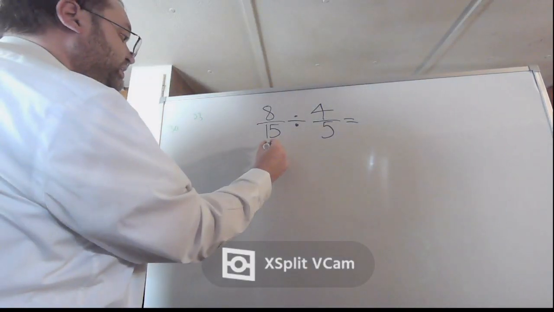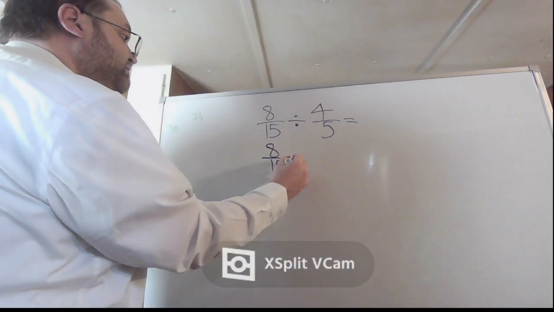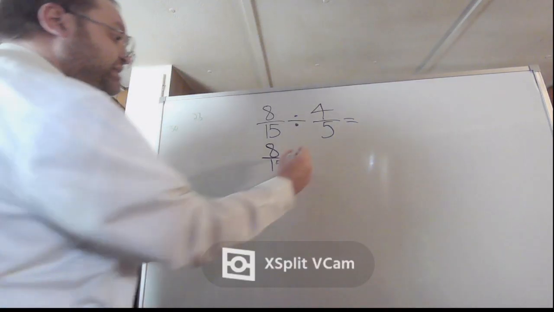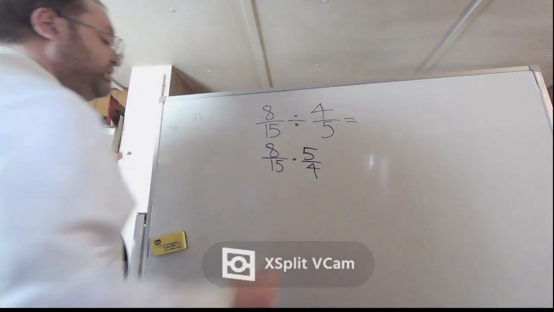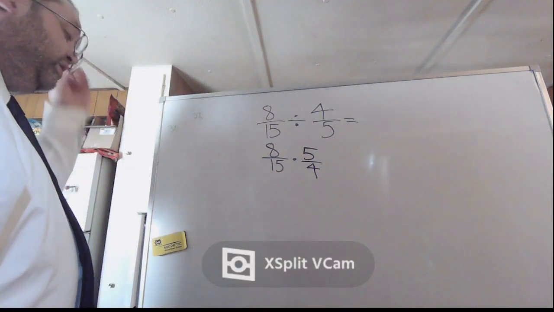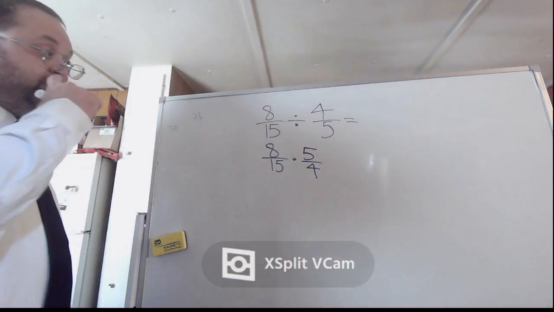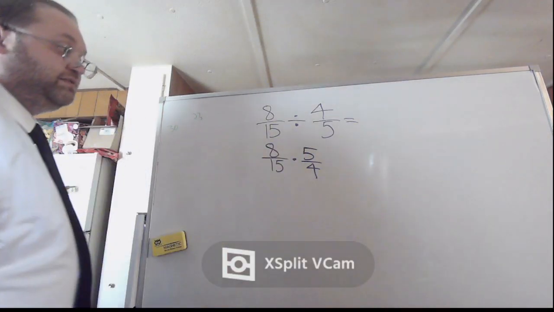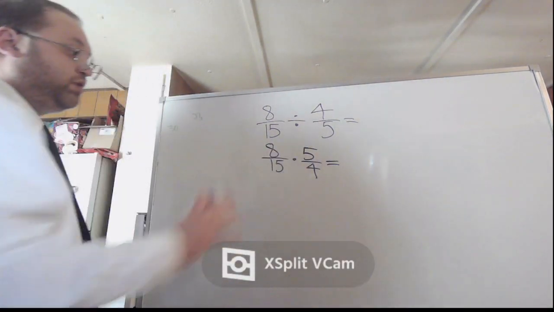So again, we leave the 8/15 alone. But we're going to invert and multiply the 4/5. That'll turn into times 5/4. Alright, so what we have here, we can actually factor the 8 and 4 and 15 and 5. We could totally do that. Let's start with the 4 and 8.